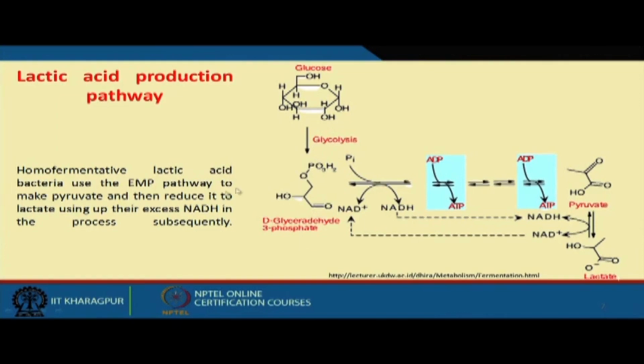So, homofermentative process, how it forms, I told you this, it follows the EMP pathway, and in the EMP pathway we get the pyruvic acid, and I showed you here that the pyruvate, with NADH, is converted to lactate. This is how it is produced.